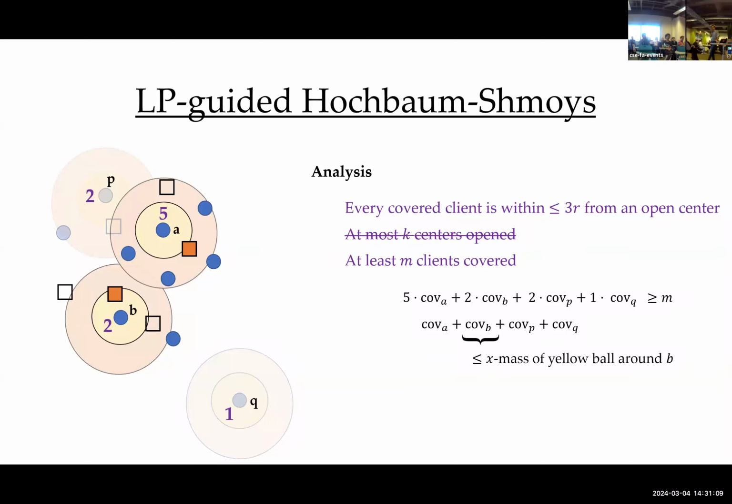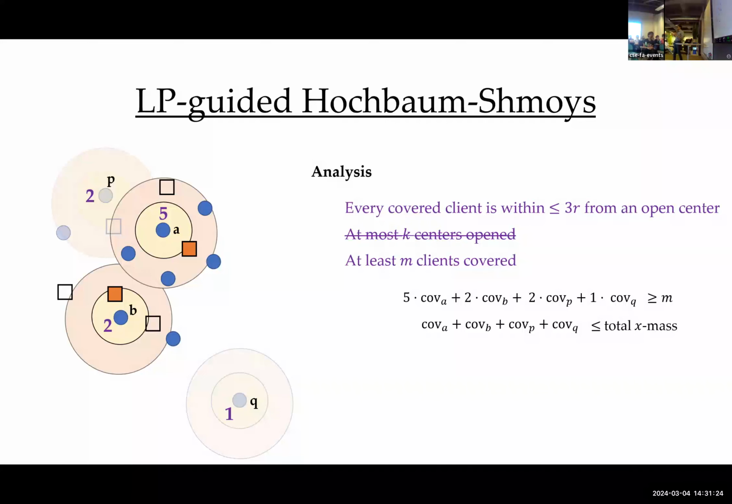Curve B is at most the x mass in the yellow ball around B. Curve P is at most the yellow ball around P. Curve Q is at most around Q. So curve A plus curve B plus curve P plus curve Q, the total coverage of the representatives, is at most the total x mass that is out there. What is the total x mass? Well, I've opened at most K facilities. So this number is at most K.